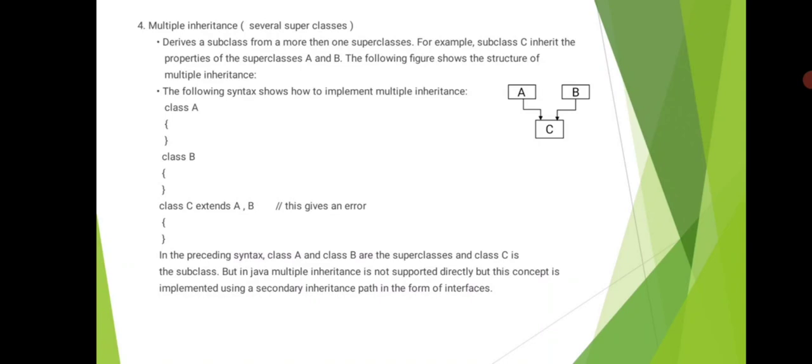So in this syntax, class A and class B are the superclasses and class C is the subclass, but in Java multiple inheritance is not supported directly. This concept is implemented using a secondary inheritance path in the form of an interface.